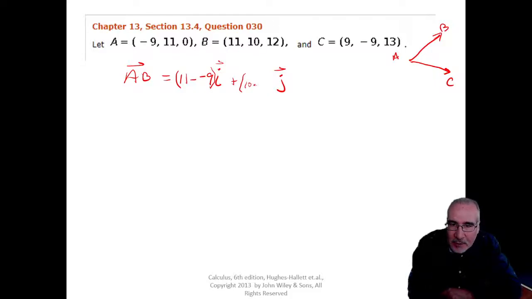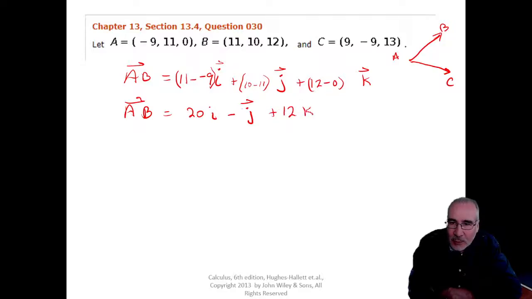And again, as you do these, you might go ahead and do the arithmetic in your head, but I like to keep track, as if we make an error, it's something I like to keep. So then 12 minus 0. And so that you know where my numbers are coming from: 11 plus 9, that's going to be 20i. 10 minus 11, that's going to be negative 1, or just negative j. And this is going to be plus 12. Okay, so there's one vector.